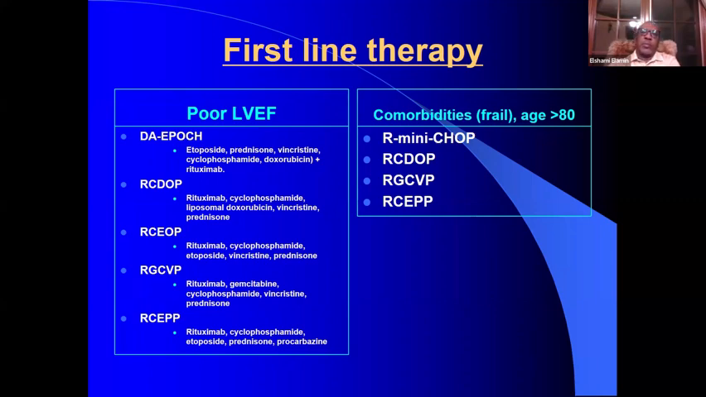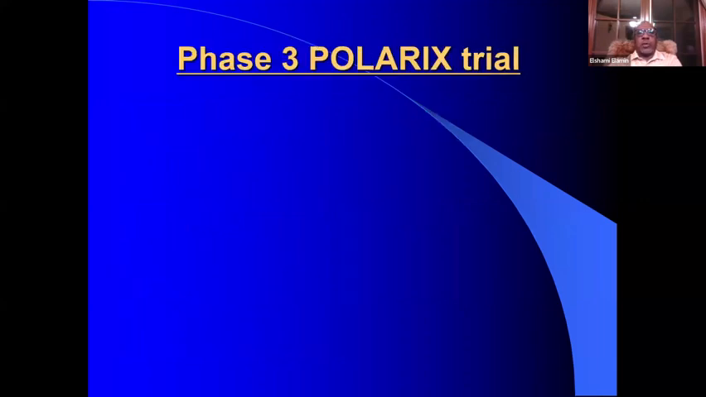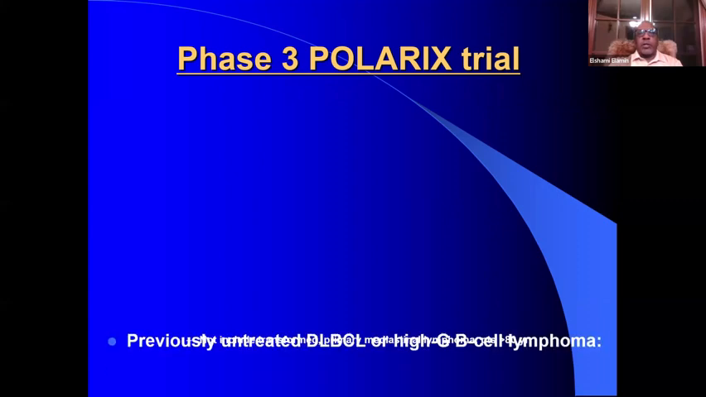These are the regimen. The commonly used is R-mini-CHOP, 50% dose reduction CHOP, plus rituximab. Okay, that's the POLA, what I'm talking about. There is a recent clinical trial which brought to us a new drug and a new regimen, almost replacing R-CHOP. It is the phase 3 clinical trial, POLARIX trial.